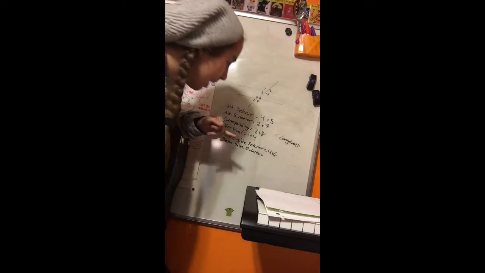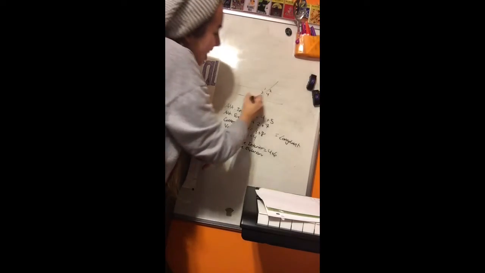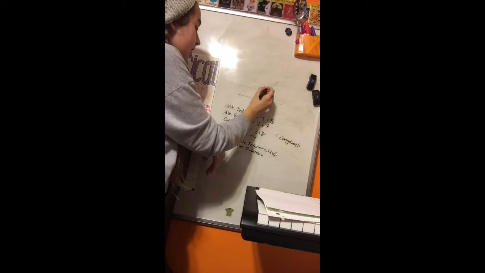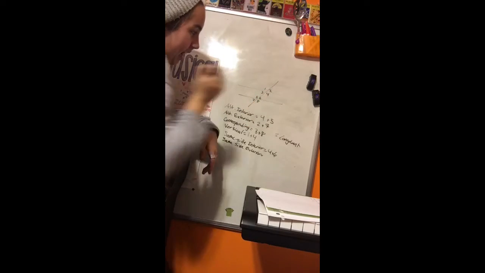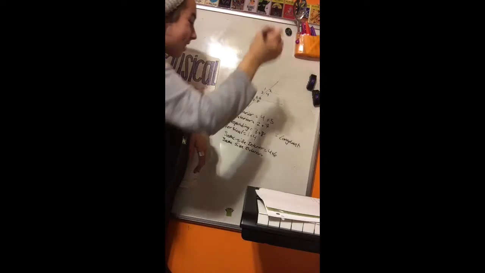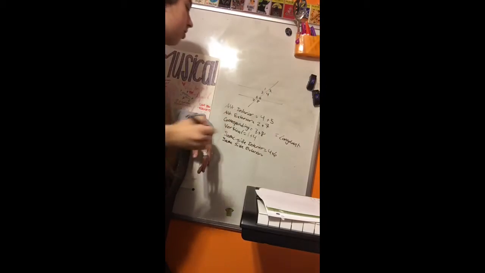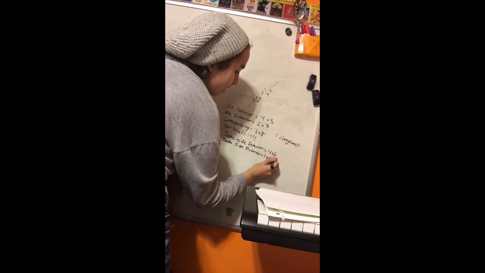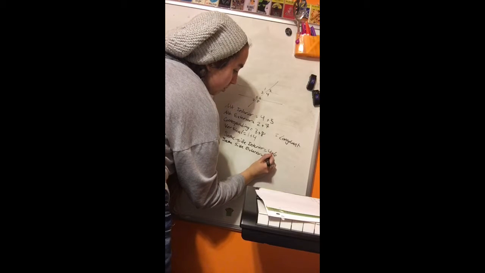Same thing with same side exterior. They're going to be on the same side of the transversal, but for interior, they're going to be on the inside of the parallel lines, and for exterior, they're going to be on the outside of the parallel lines. So for example, same side exterior, we're going to use 1 and 7. That looks like a 7. It's supposed to be a 1, I promise.